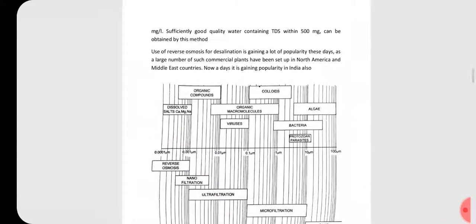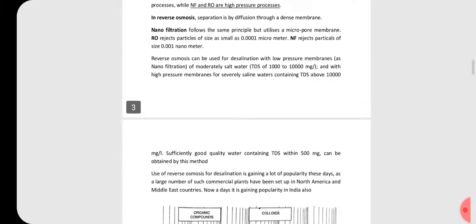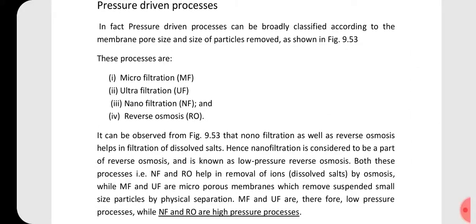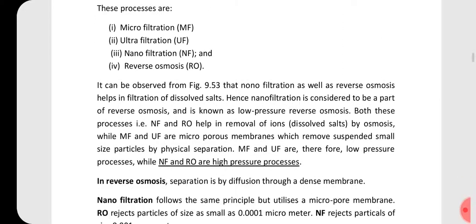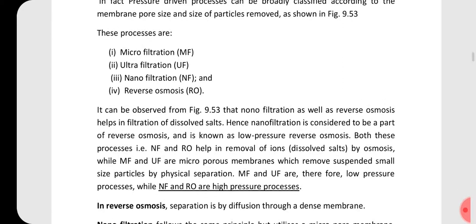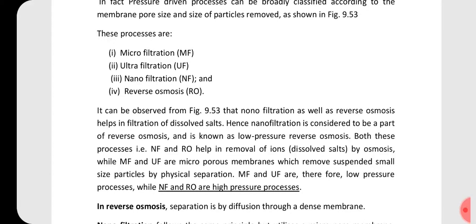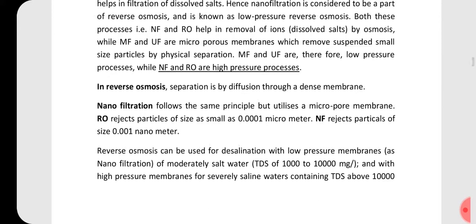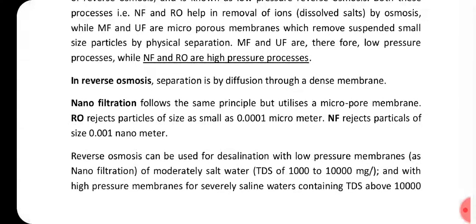So this will give you the correct idea of how powerful reverse osmosis is. Out of these 4 filters, that is microfiltration, ultrafiltration, nanofiltration and reverse osmosis, reverse osmosis will allow the very smallest of the smallest particles, which I have already told you about. So in nanofiltration, what happens, let us see. Nanofiltration follows the same principle but utilizes a macro pore membrane.